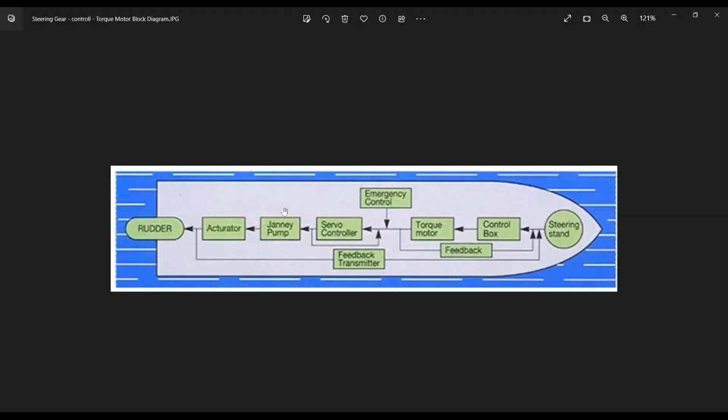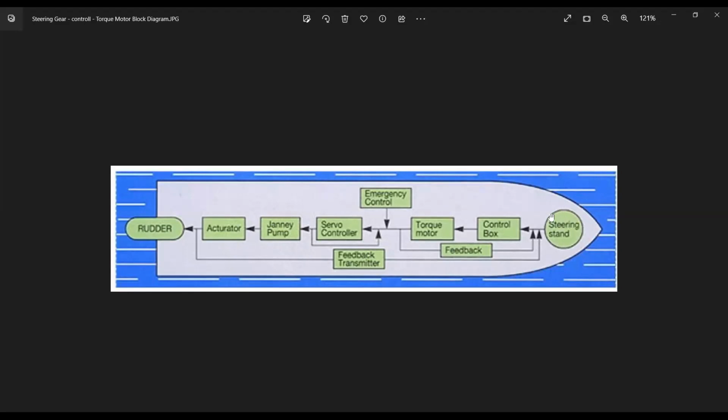This is a flow chart for the entire system. There is something called a Jenny pump here. This Jenny pump is a type of radial piston pump only. It is a proprietary thing of Mitsubishi. So they've come up with this name for a type of pump. Basically, see what the control system is.